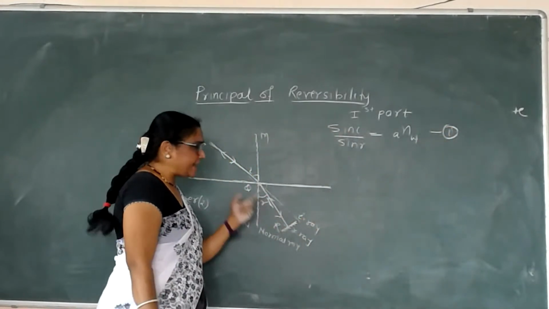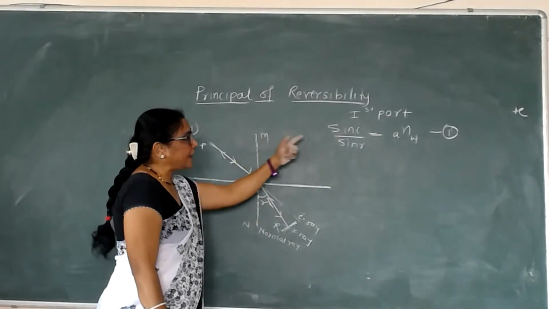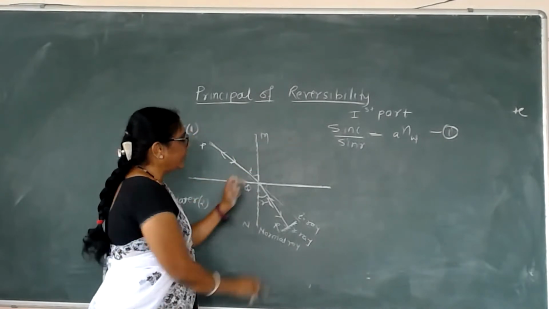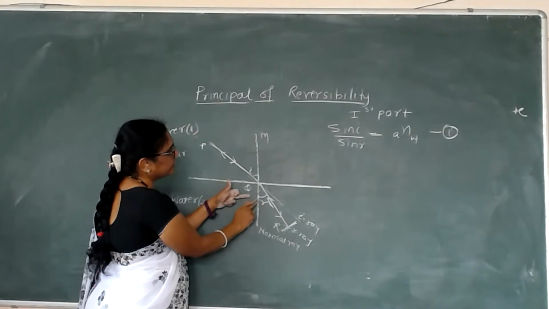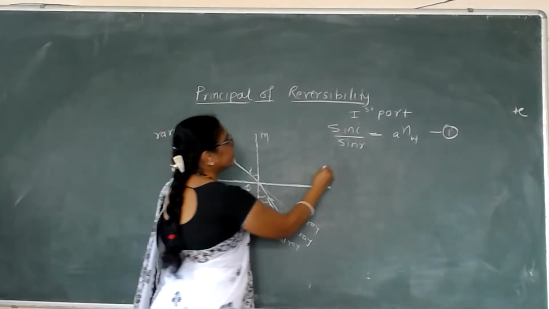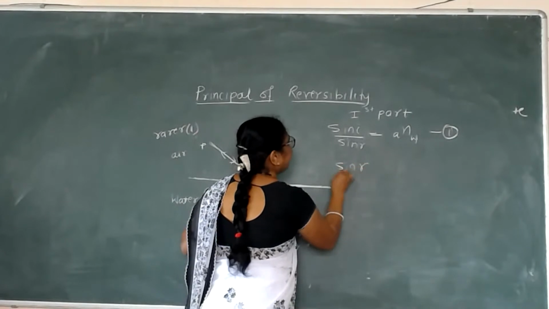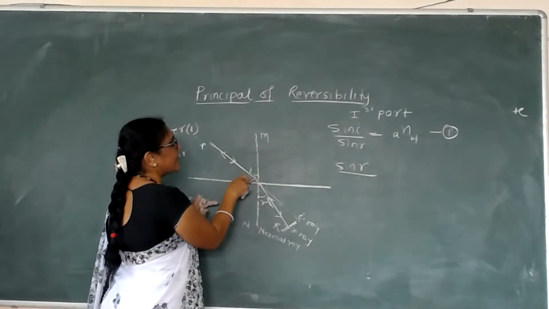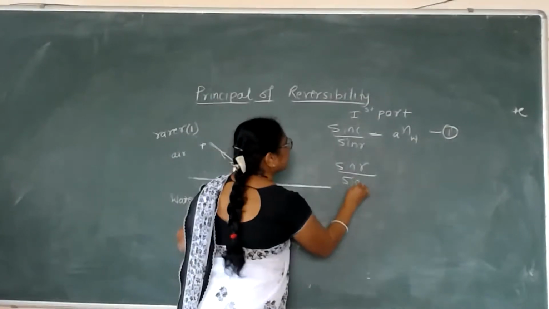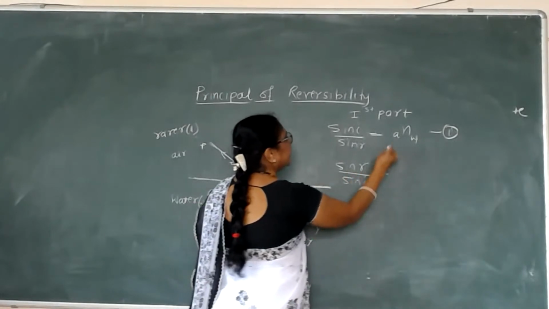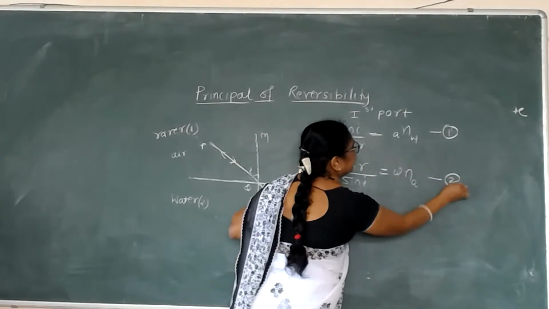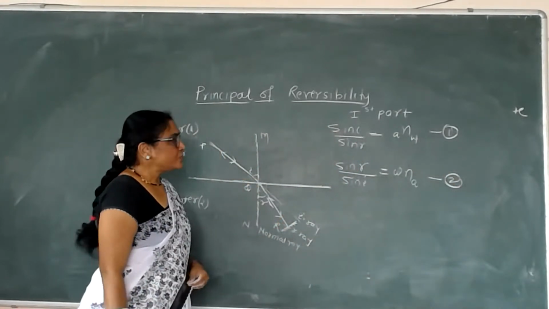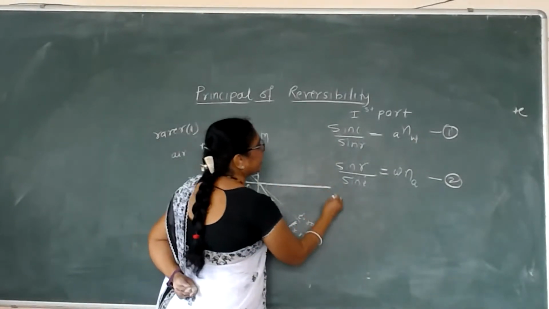But when the ray of light comes back in the same medium, we again apply the same law. Here the incident angle is r, so sin r divided by sin i, the refracted angle being i, is equal to the refractive index as the ray of light passes from water medium to air medium. This is equation number 2. Now we multiply both equations.